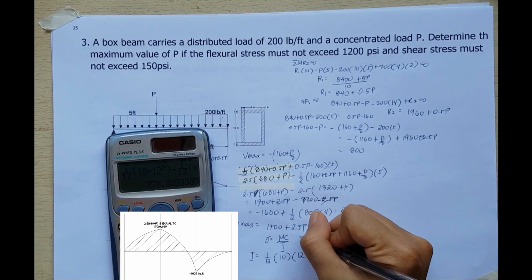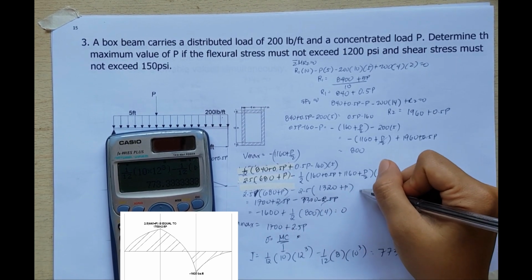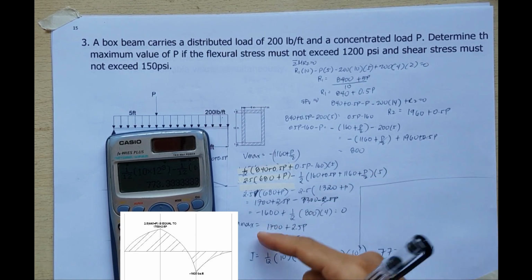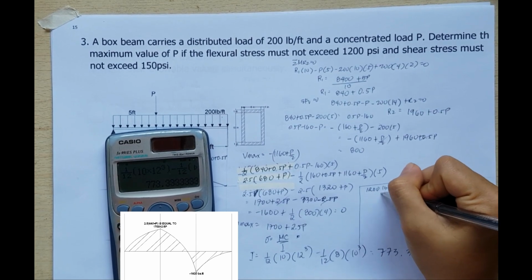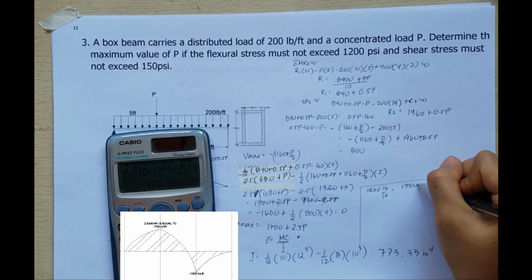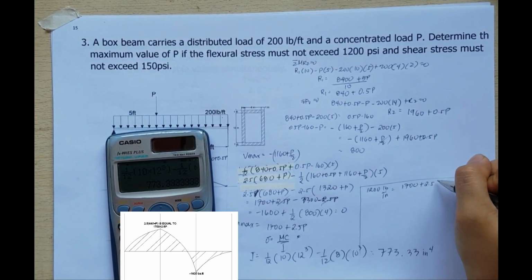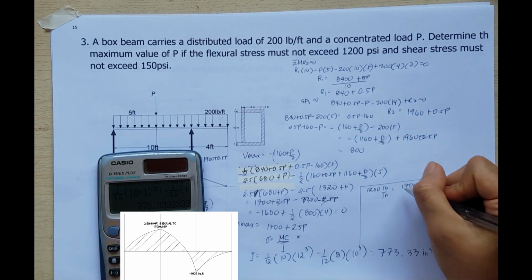Therefore, our moment, so lagay ko na lang dito para hindi masyadong crowded. So our flexural stress is 1,200 psi. Moment is 1,700 plus 2.5P. And remember that is in pounds foot. So multiply natin siya by 12. Tama? So by 12.